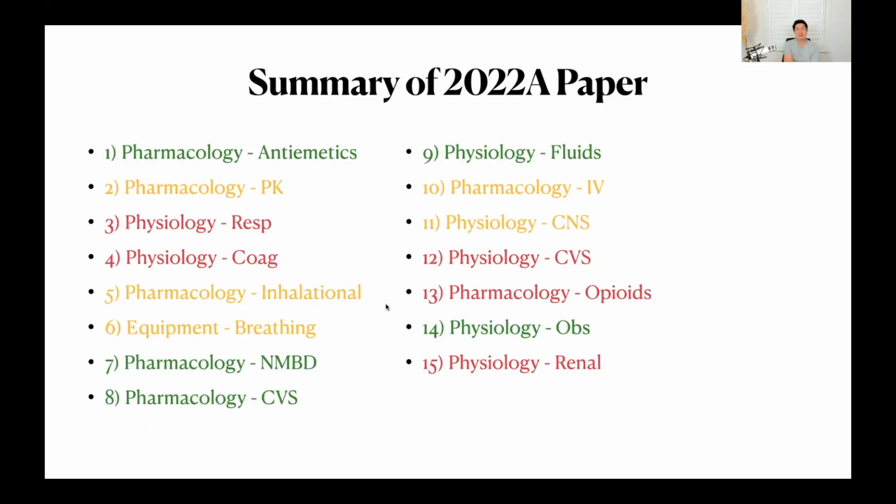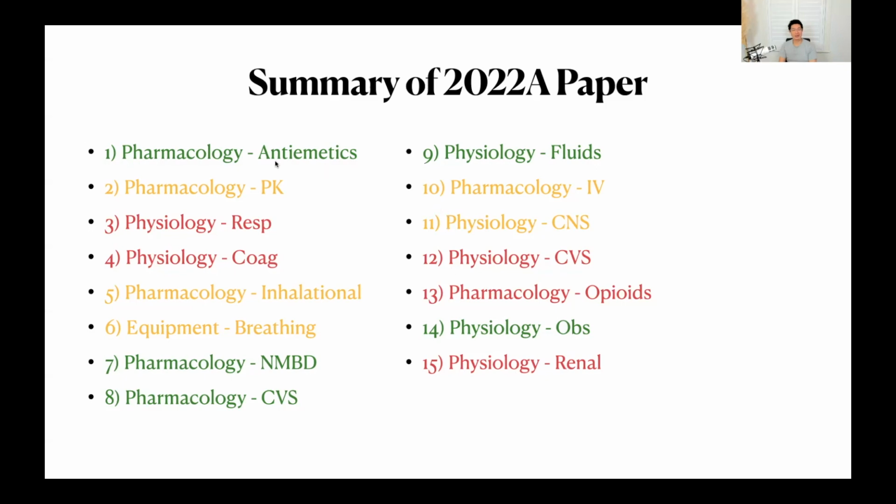Now, if we think about it in terms of the flow, from 1 to 15, we can go from pharmacology, anti-emetics, so that's a straightforward one, to an intermediate pharmacology question, to a difficult physiology question, so respiratory, to another difficult physiology question, coagulation, to an intermediate pharmacology question, to equipment, to another pharmacology question, a physiology question, a pharmacology, physiology, difficult physiology, difficult pharmacology, straightforward physiology, and difficult renal.